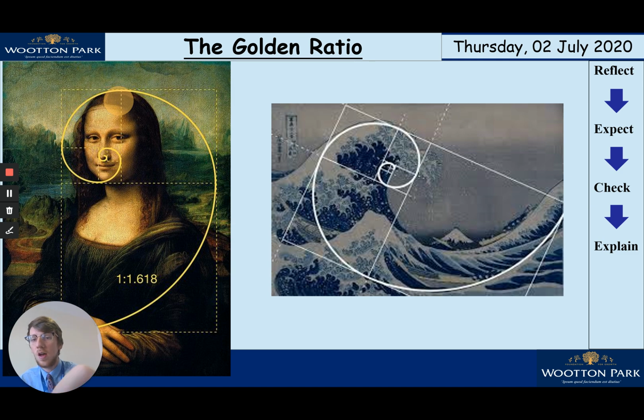Okay, so her head height is 1.618. If we take her head height and times it by 1.618, we get the height between her chin and her elbows. So the proportions of the Mona Lisa are all within this golden ratio. And we can see it from this other famous painting here as well. So lots of examples. All you need to do is take a quick Google search and type in the golden ratio in art, and you'll see loads of paintings and photographs that all have this golden ratio in there.